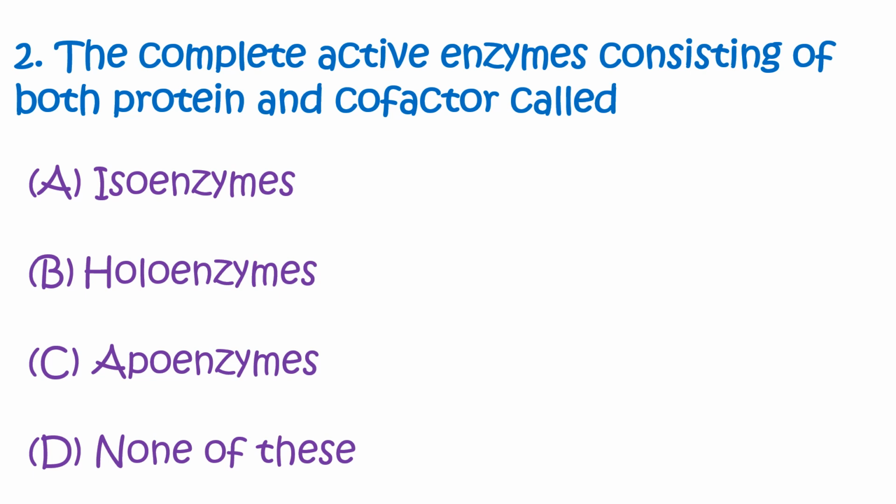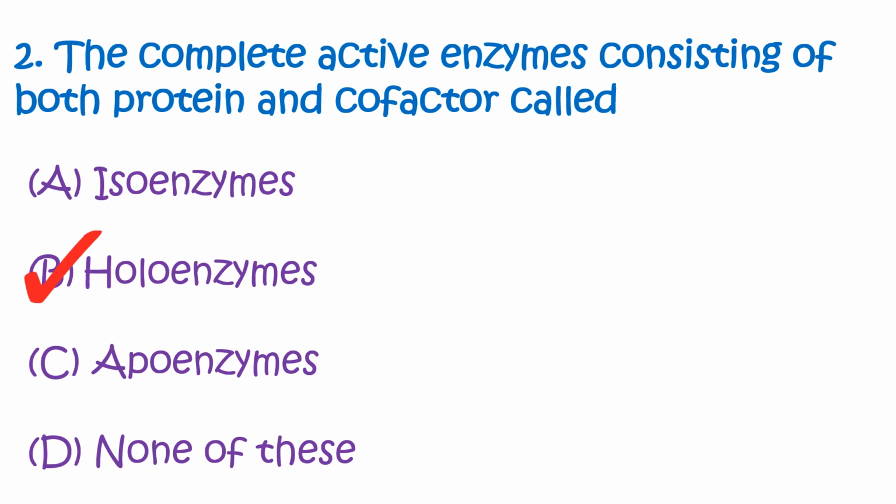Question number 2. The complete active enzymes consisting of both protein and a cofactor is called as. Options are option A isoenzymes, option B holoenzymes, option C apoenzymes, option D none of this. And the correct answer is option B holoenzymes. Now enzymes are normally proteinaceous in nature and they consist of two parts. One is the active form and second is the inactive component. So the inactive component of an enzyme is called as apoenzyme or apoprotein.